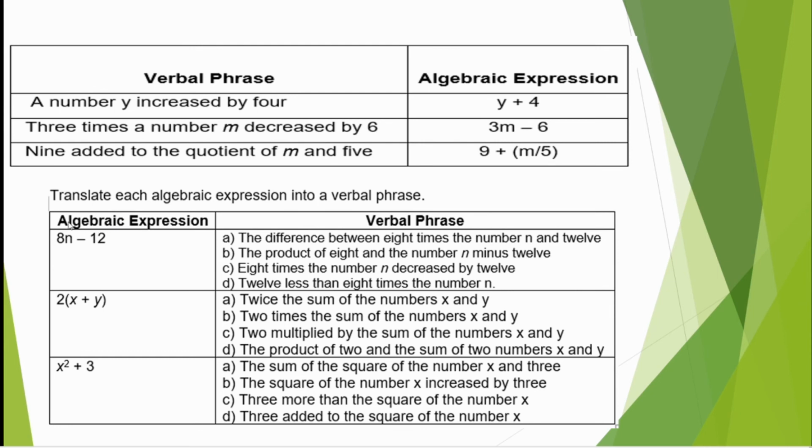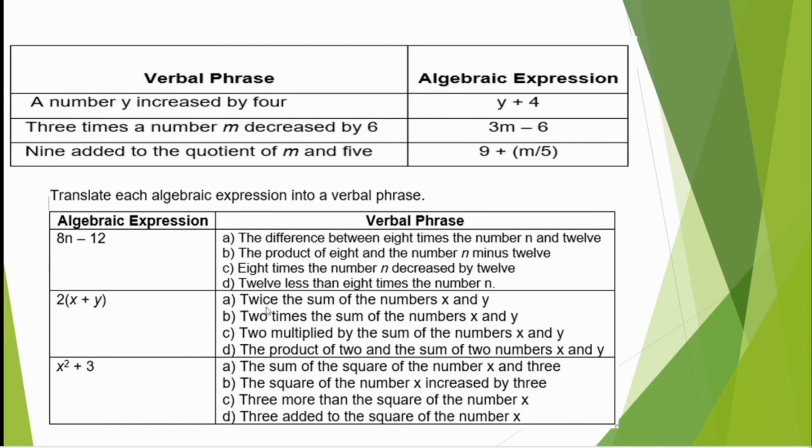So we have in here 8n minus 12. So the difference between 8 times the number n and 12, it can be the product of 8 and the number n minus 12, as well as 8 times the number n decreased by 12, 12 less than 8 times the number n. For number 2, we have 2 quantity x plus y.